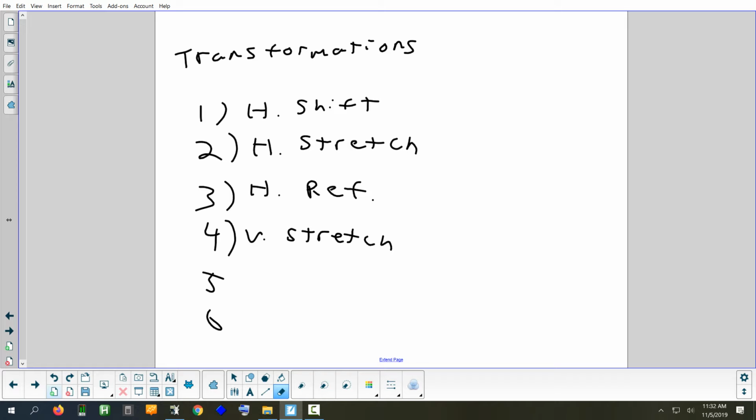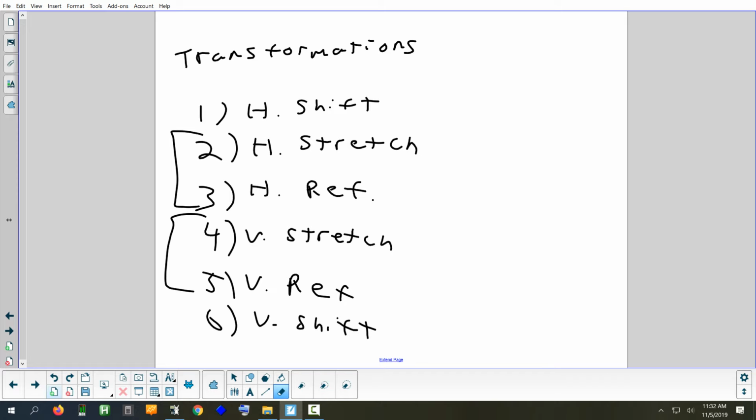Now we deal with the vertical. Vertical stretch is the fourth thing, then a vertical reflection. These two you can switch, it doesn't really matter, as long as you do the shift first, and then stretch or reflect, either way. I always do stretch, reflect, stretch, reflect, in that order. And then the sixth thing, vertical shift.